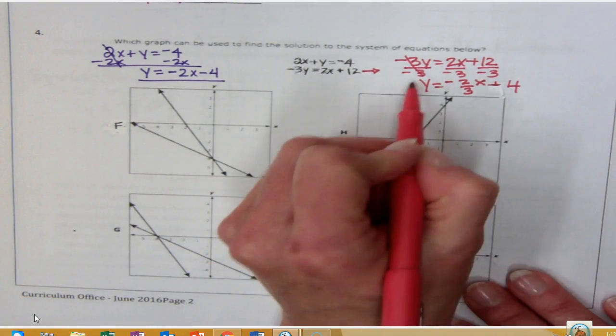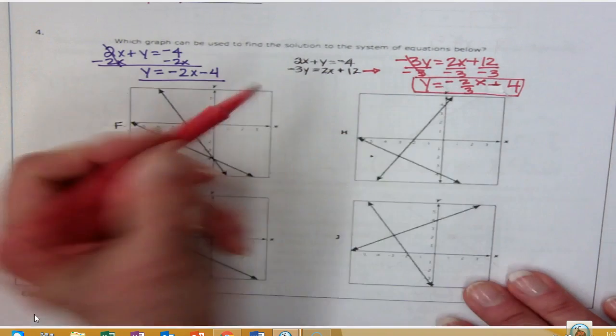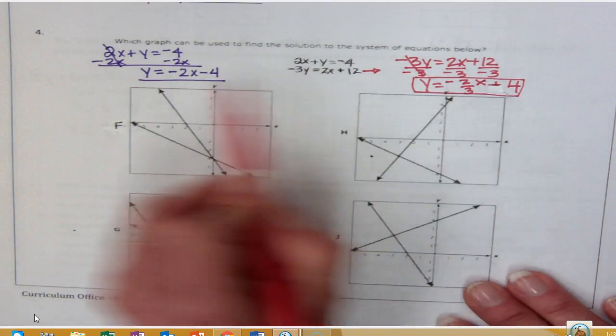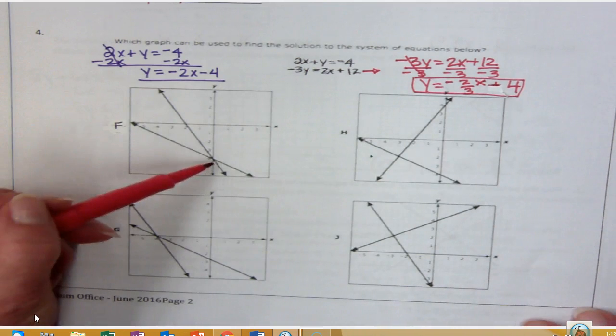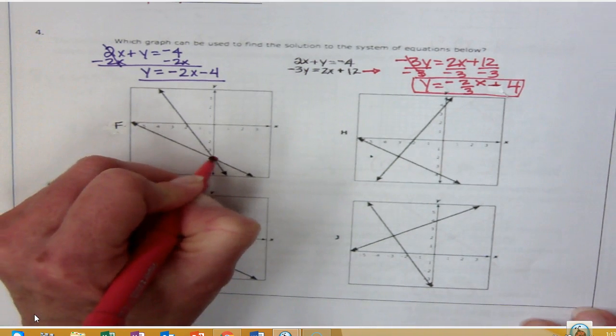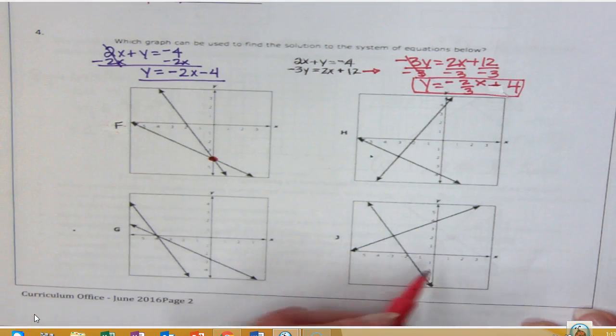Then I've got to look and see, okay, which of these graphs down here, both of them intercept at negative 4. This one has the y-intercept at negative 4. It's the only one where both lines have the y-intercept at negative 4.